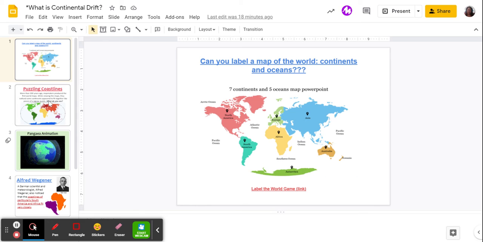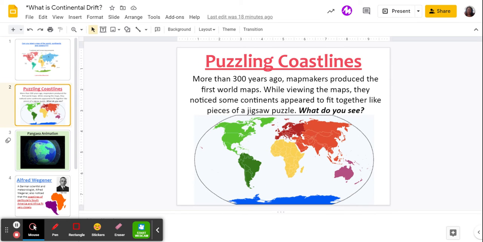So a long time ago, map makers 300 years ago started producing the first world maps. And while they were looking at the maps, they noticed that some of these continents seemed like they fit together, kind of like a puzzle, right? So you can see here.